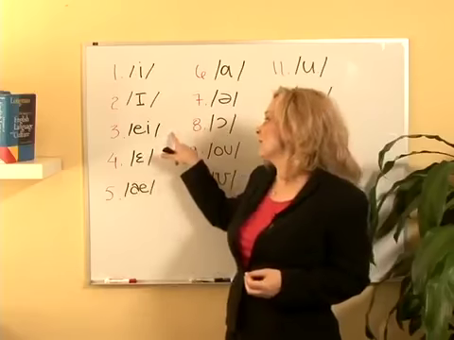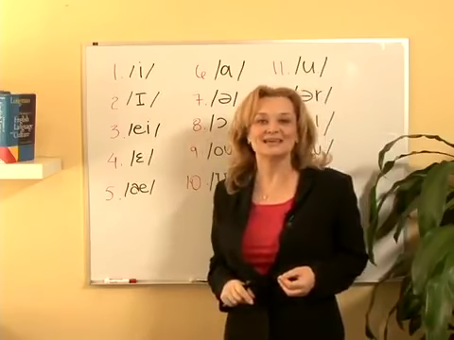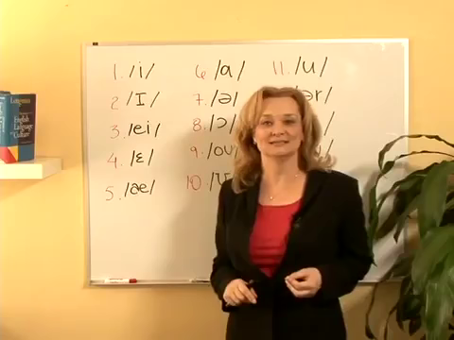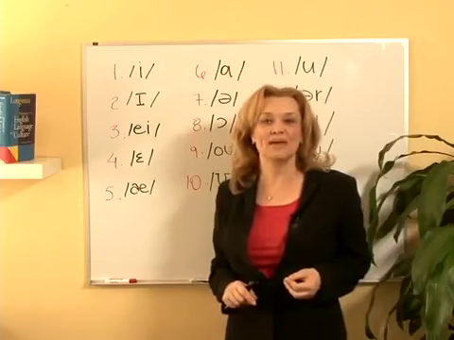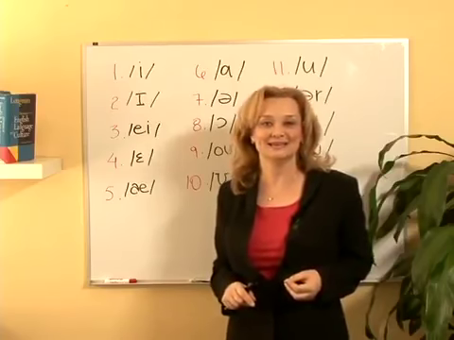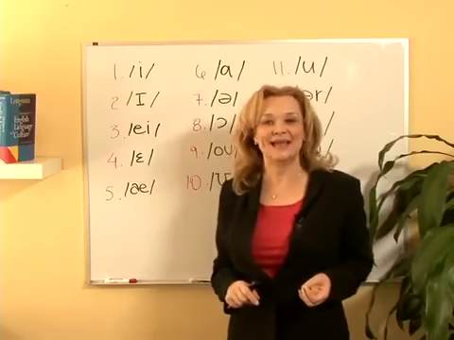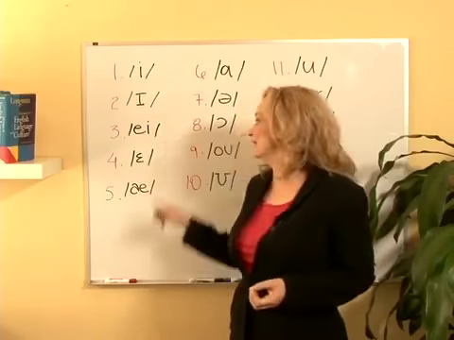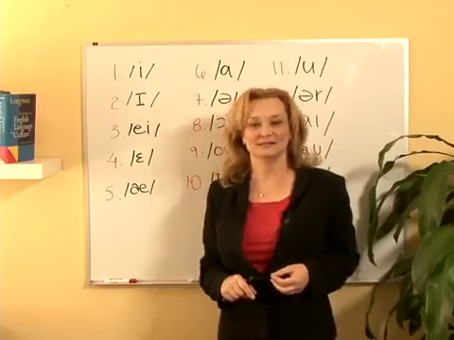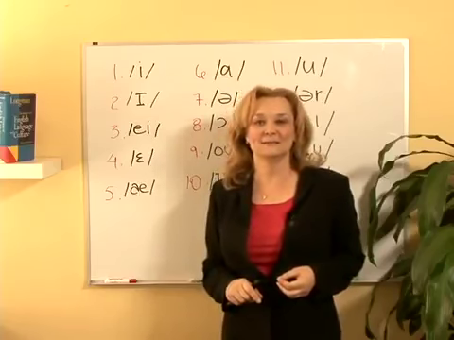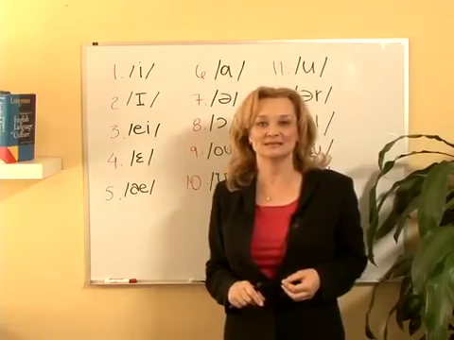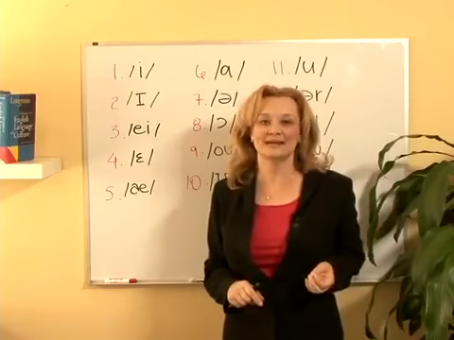Okay, vowel number 3 is A, as in late, gate, baseball, stay, okay. Let's say it again. A. Okay, vowel number 4 is E, as in bed, men, dress, friend. Say it with me.